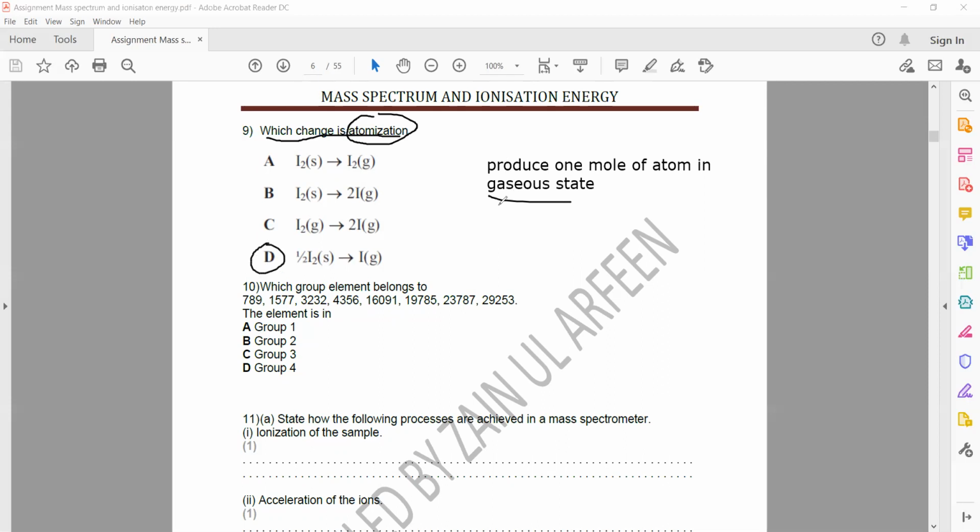Everyone should participate. Even if your answer is wrong, it's not an issue. But when you participate, it shows your understanding of the topic as well. I can judge how much you understand from the explanation.